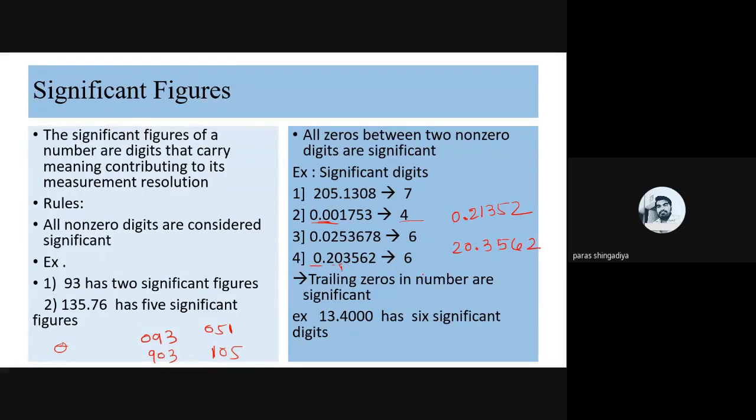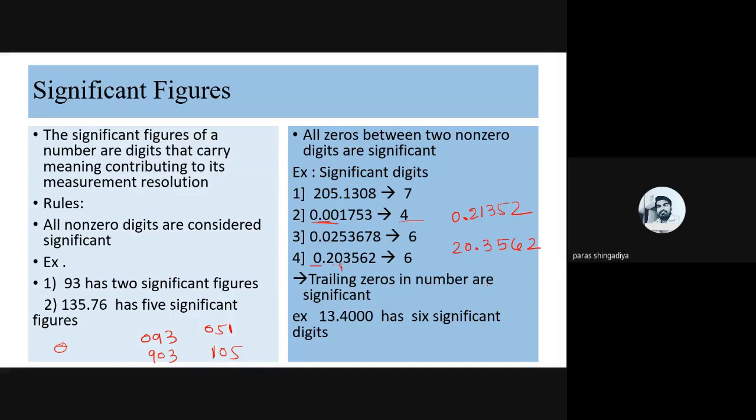Then, let us write 20.3562. How many significant digits are here? 20.3562. It is 6, correct? The zero is considered here because it is in between 2 and 3. So 20.3562 has six significant digits.